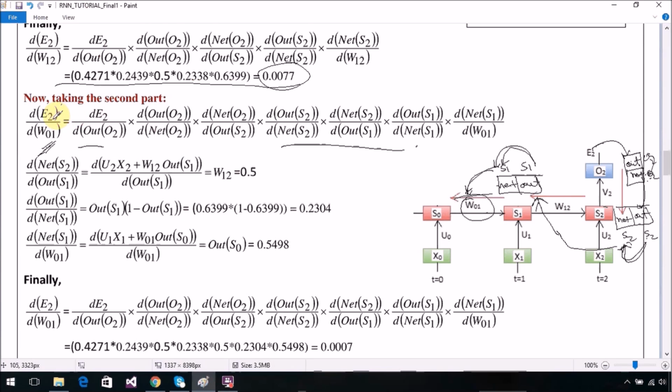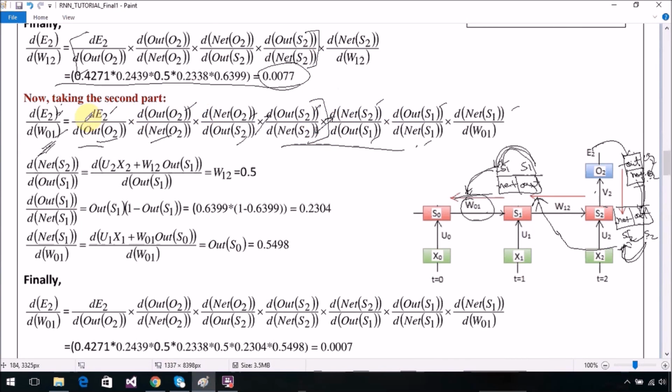So the partial derivation of E2 with respect to W01 is the partial derivation of E2 with respect to out O2, the partial derivation of out O2 with respect to net O2, the partial derivation of net O2 with respect to out S2, and again out S2 with respect to net S2, and again net S2 with respect to out S1, and from out S1 to net S1, and from net S1 to W01. So in the previous step we have derived some relations till here.